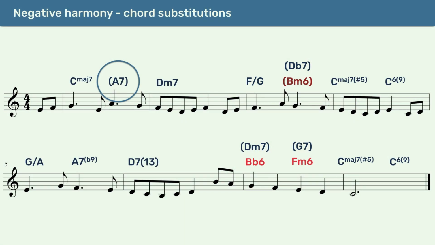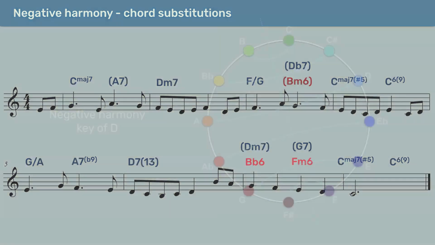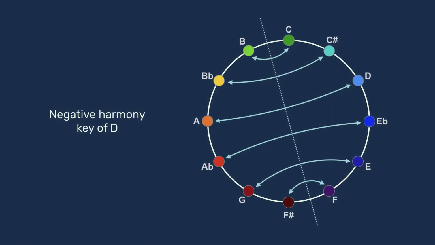Other substitution options for non-diatonic chords are found when we change the axis of inversion. A7, for instance, is a secondary dominant, and it temporarily tonicizes D minor. Therefore, we can use the axis of D to invert this A7. As we know, the axis of the key of D is on the midpoint between D and A. That means the axis goes between B and C, and between F and F sharp.